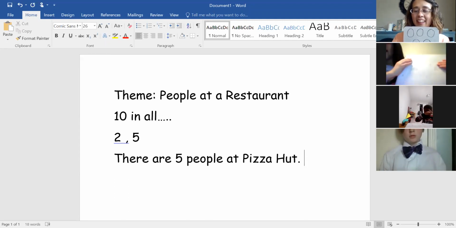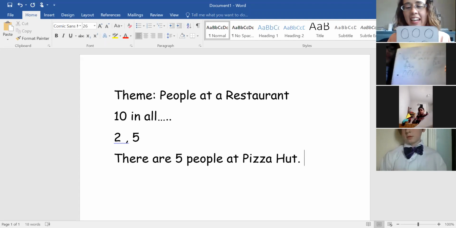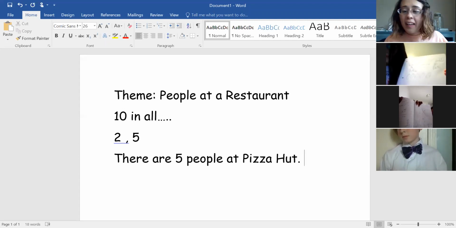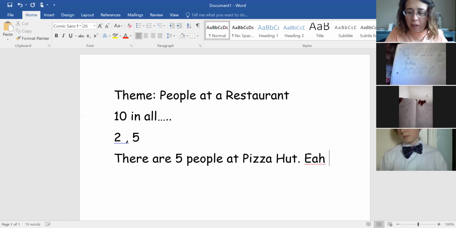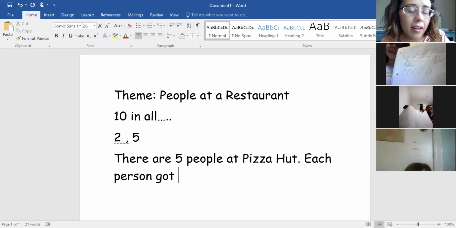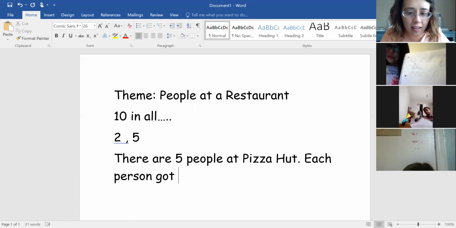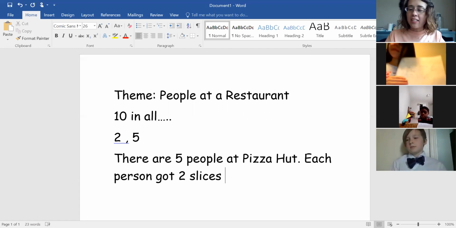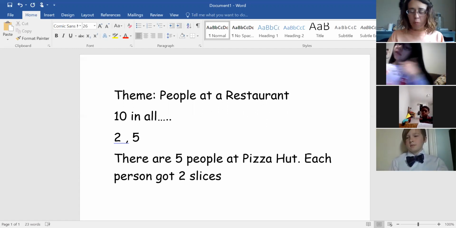Oh, okay. I have an idea. Each of the 5 people got 2 pieces of pizza. Each person got what? Each person got 2 slices. Perfect, because 2 slices is how many in each group. So what should we draw now?